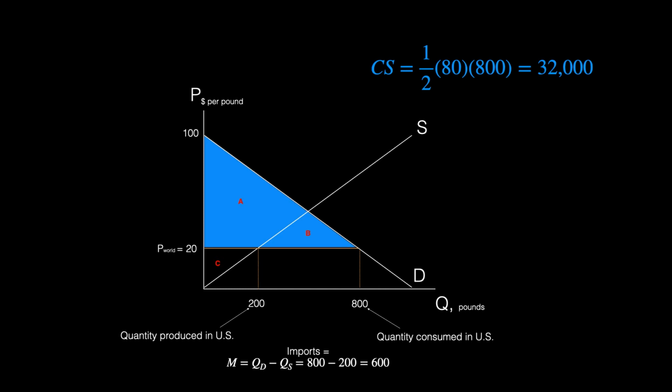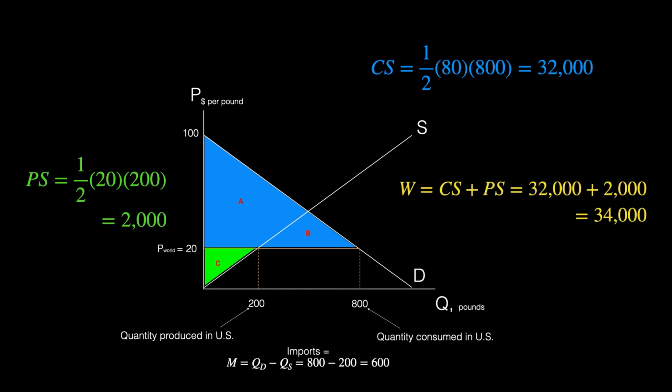Consumer surplus is the area of A plus B in the graph. The height of the triangle is 80 and the base is 800. Solving for the area, we get a consumer surplus of 32,000. Producer surplus is area C in the graph. It is equal to $2,000. Total economic surplus will be consumer surplus plus producer surplus, which is $34,000.